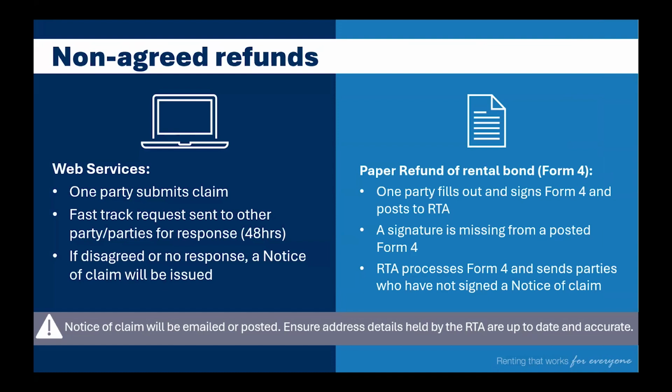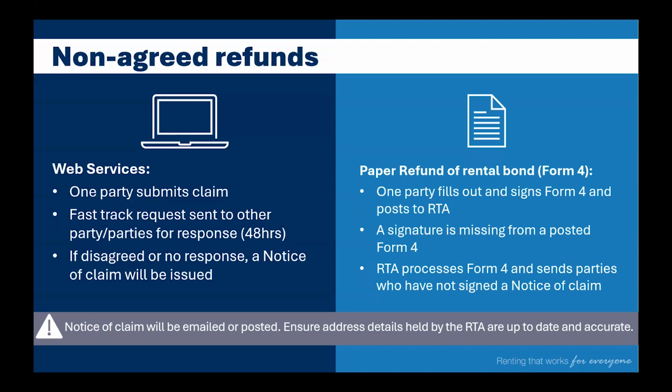If a claim is made through web services and a party or parties who receive the fast track request disagree with the fast track or fail to respond to the request, a notice of claim will be issued. Now, please be aware that disagreeing to the fast track is not disputing the claim. You will still need to respond to the notice of claim that will be emailed or posted to you, depending on the preference you've indicated to the RTA.